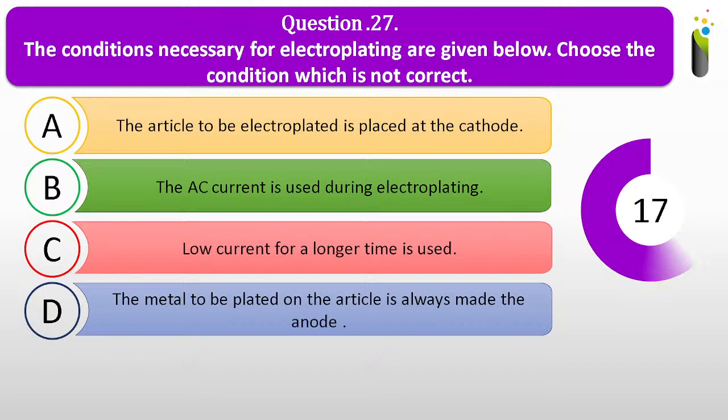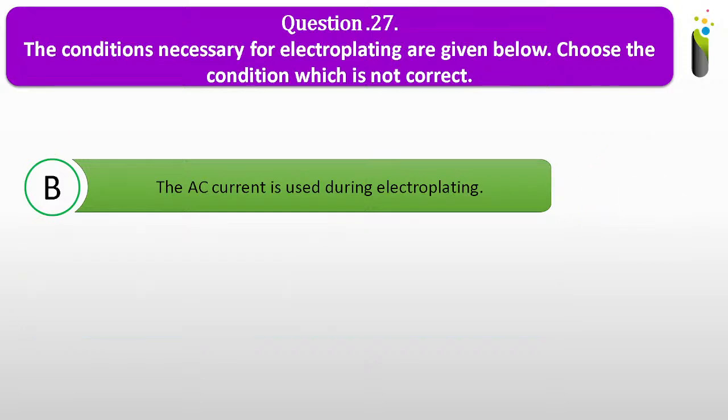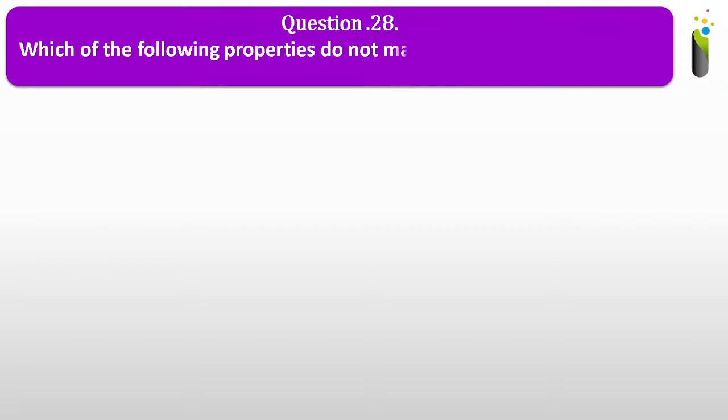So answer me for question number 27. The correct answer is B. The AC current is used during electroplating. This is not correct.